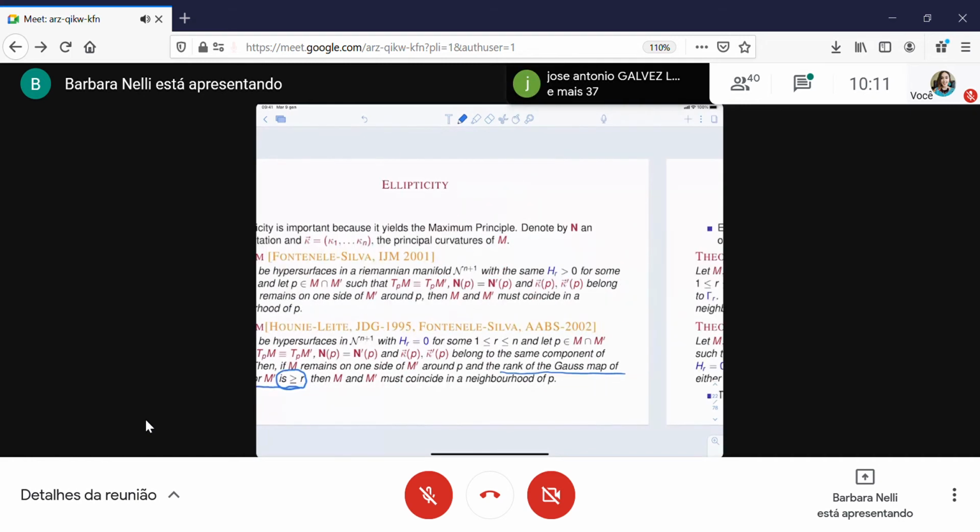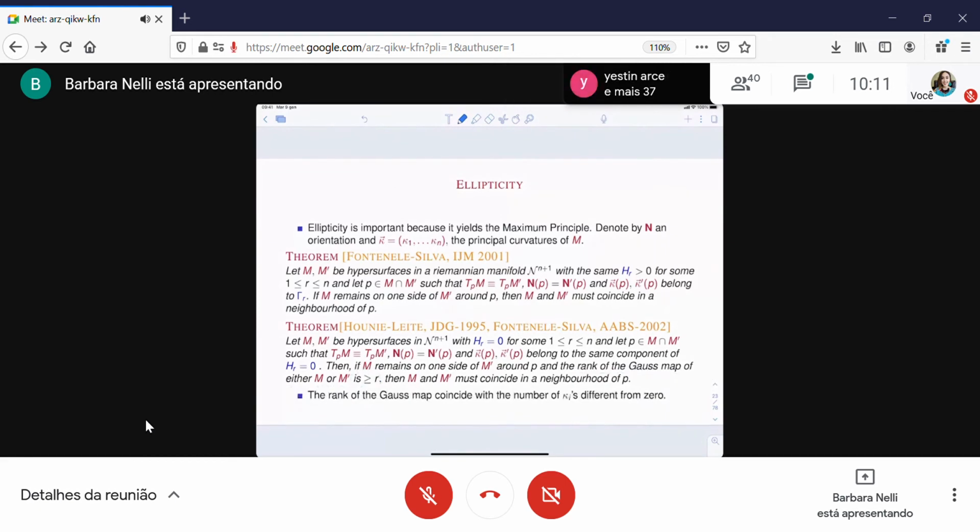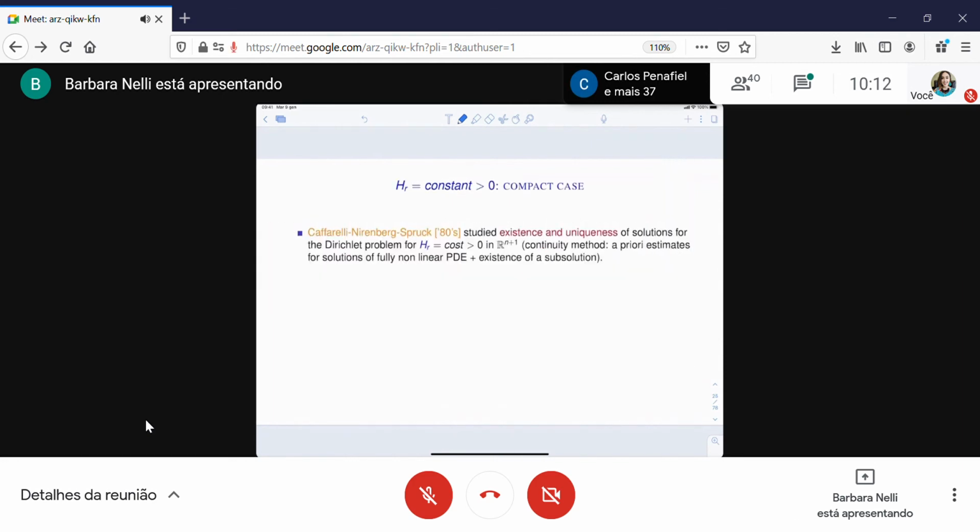This fact that the rank of the Gauss map is larger or equal than R coincides with the fact that there are at least R kappa_i that are different from 0. And the proof relies on the properties of hyperbolic polynomials, because the H_R are hyperbolic polynomials, and so you have a lot of properties. I will not prove it, of course.